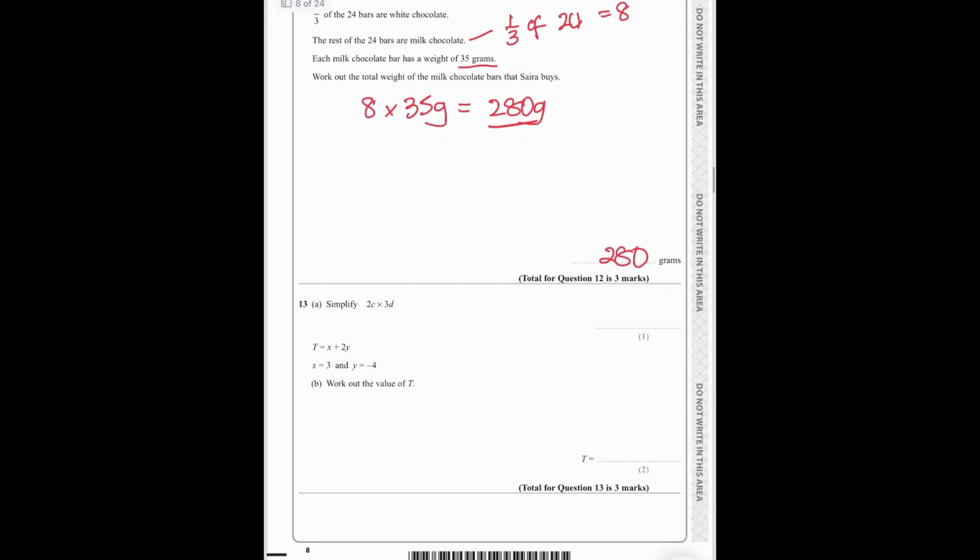Number 13, simplify 2c times 3d. 2 times 3 is 6, and then we've got c and d. t equals x plus 2y, when x is 3 and y is minus 4. So t equals x plus 2y. x is equal to 3. y is equal to minus 4. So 2 times minus 4 gives me minus 8. So t equals 3 minus 8, which is minus 5.